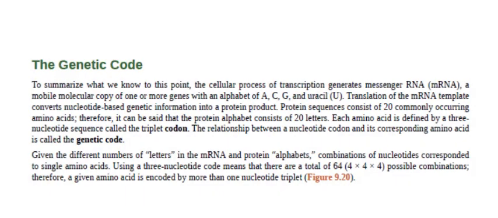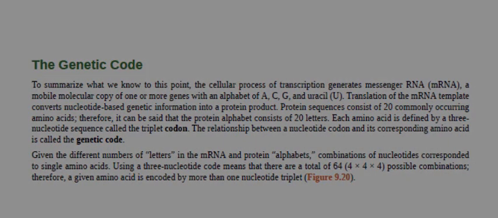Given the different numbers of letters in the messenger RNA and protein alphabets, combinations of nucleotides corresponded to single amino acids. Using a 3-nucleotide code means that there are a total of 64, that is 4 times 4 times 4, possible combinations. Therefore, a given amino acid is encoded by more than one nucleotide triplet.